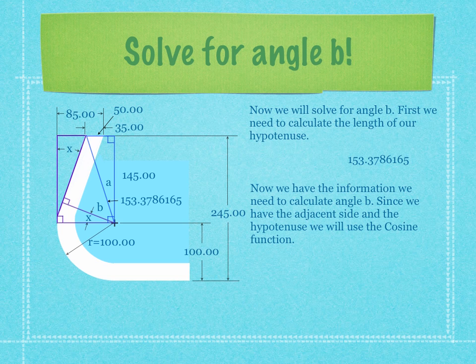Now we have the information we need to calculate angle B. Since we have the hypotenuse and the adjacent side, we'll use the cosine function. The cosine of angle B will be the adjacent over the hypotenuse. The adjacent again is our radius, 1, and the hypotenuse is the one we calculated, 153.37, etc. And it gives us a cosine of 0.651991788, which is 49.308057 degrees. Now we have angles A and B.